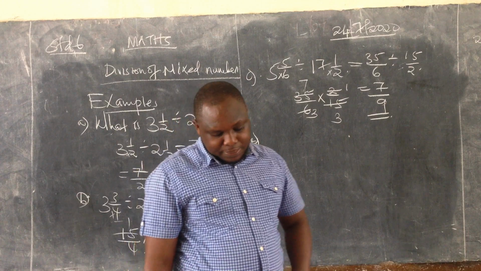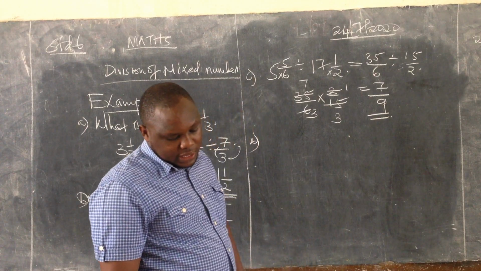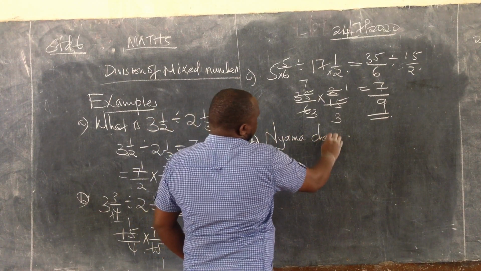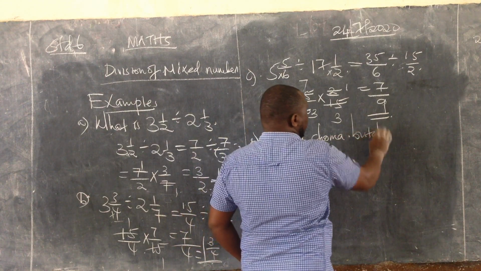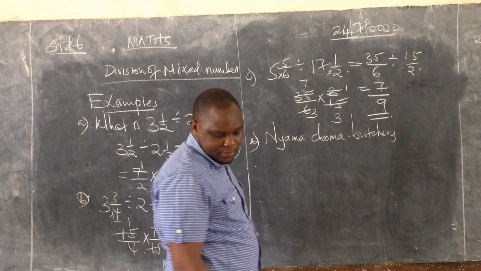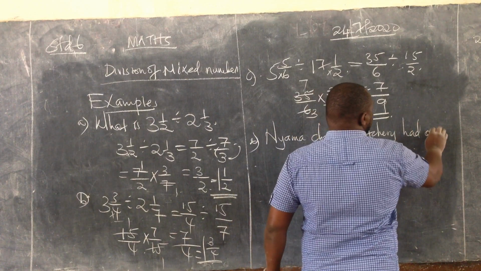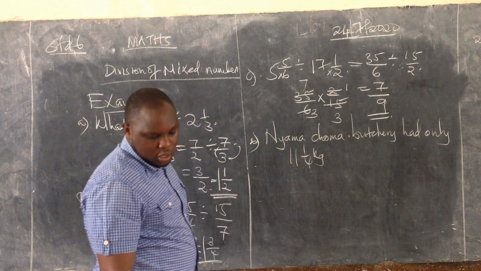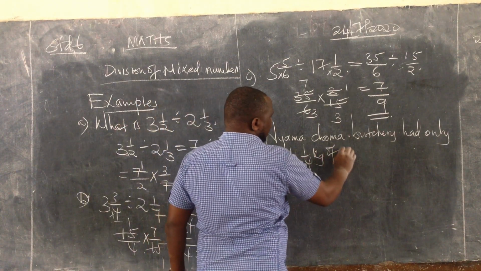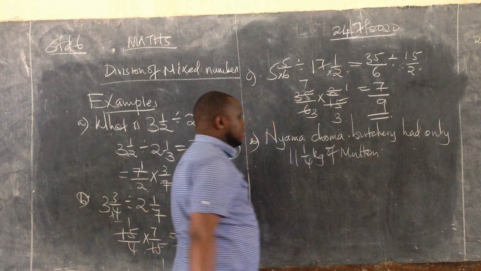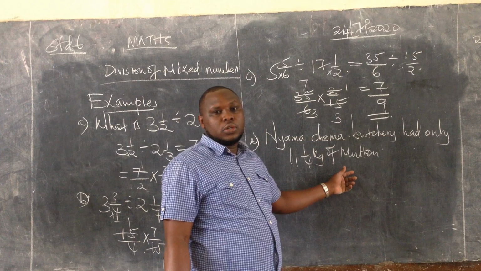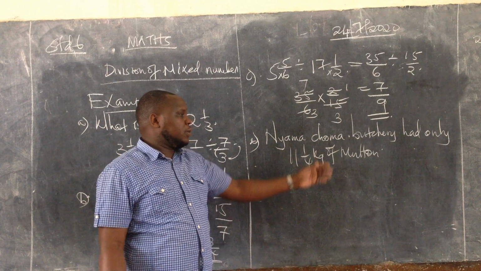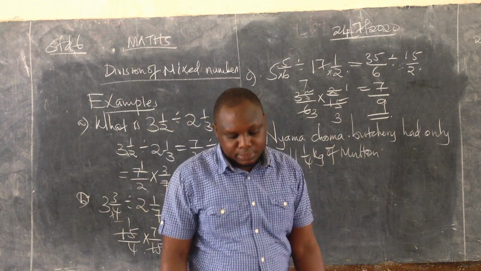Question 24. Nyama Choma Butchery had only 11.25 kg of meat or mutton. We understand that mutton is meat from either goats or sheep. Call it mutton. I know that you know that from the science lessons that we had before.